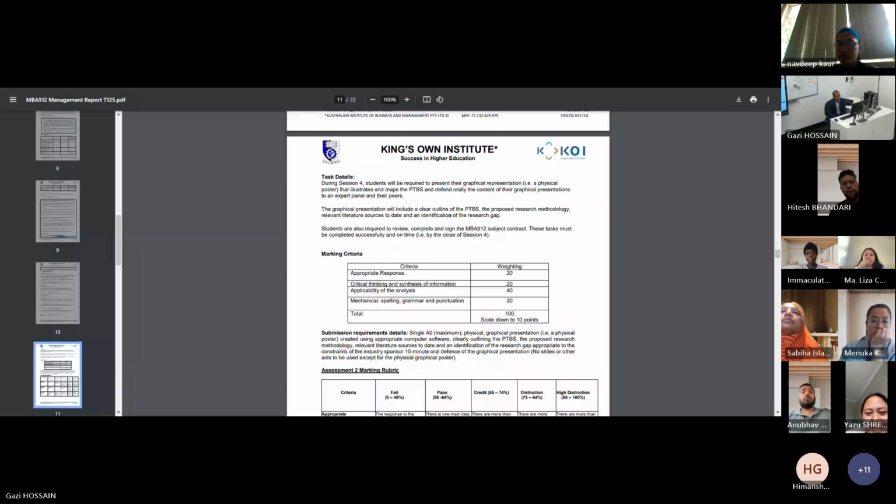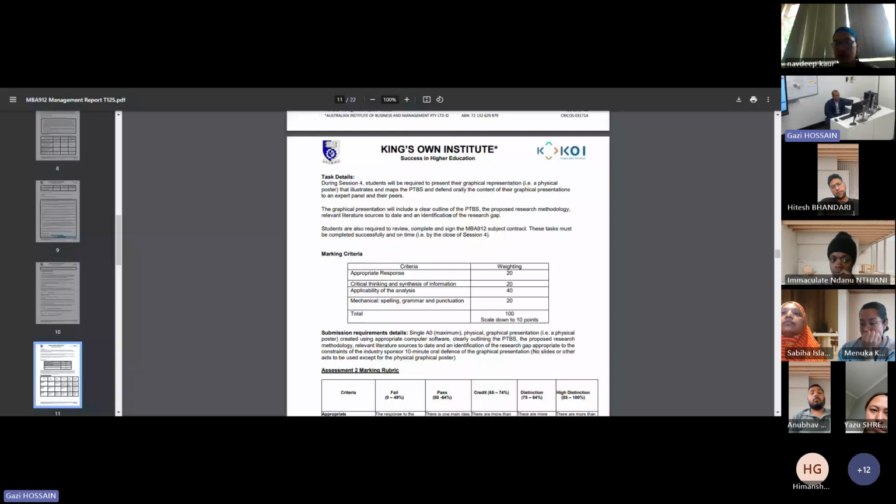Then Navdeep, the effectiveness of corporate social responsibility strategy in enhancing brand image and consumer loyalty. Navdeep, similar to Lija, you also need to add the geographical context in this research topic, where you will be doing this research.